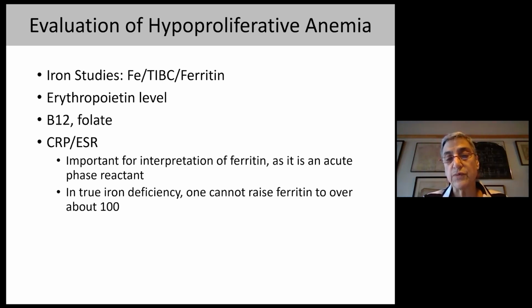Ferritin is an acute phase reactant and is affected by inflammation, and so may be falsely elevated in a patient with iron deficiency in the setting of inflammation. In true iron deficiency, one cannot raise the ferritin over about 100, but if you have someone with a borderline ferritin and elevated inflammatory markers, they're likely iron deficient.